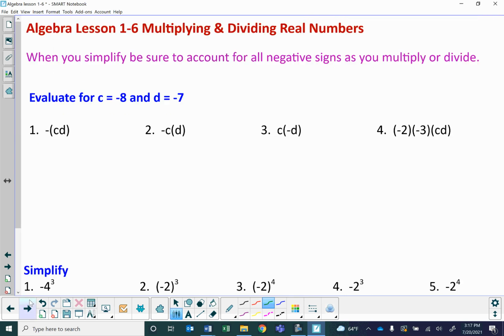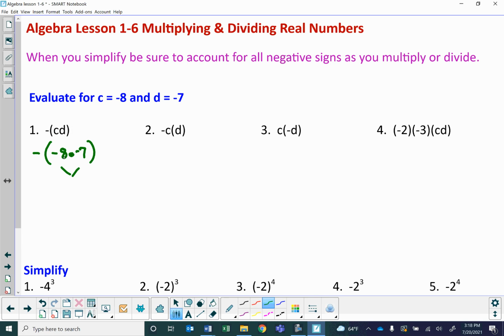All right. Now, when you simplify, we need to pay very close attention to all our negative signs, especially when we're substituting values in, when we're evaluating things for another number. Whenever you evaluate and you're putting in a negative number, that negative number always goes in parentheses, especially when dealing with exponents. For problem number 1, I have the opposite of c times d. So I have a negative, parentheses, -8 times -7. So -8 times -7 is positive 56.